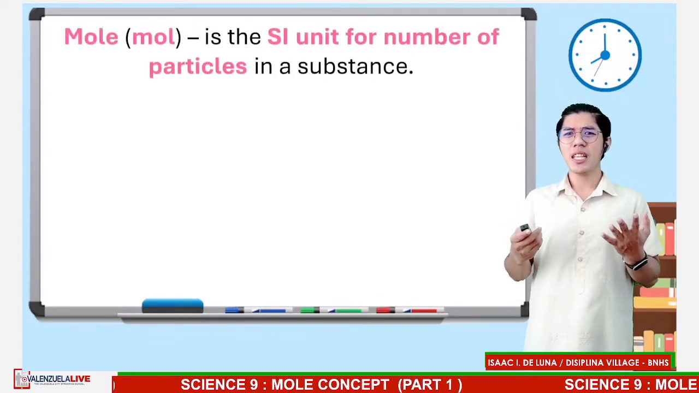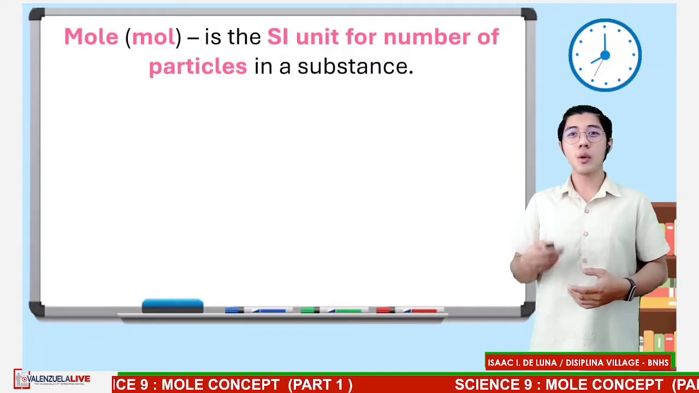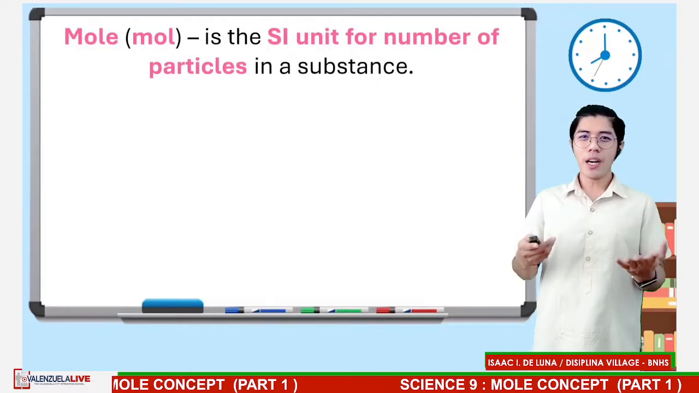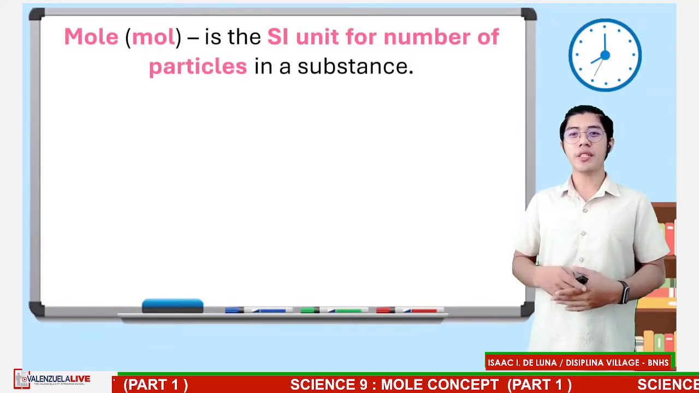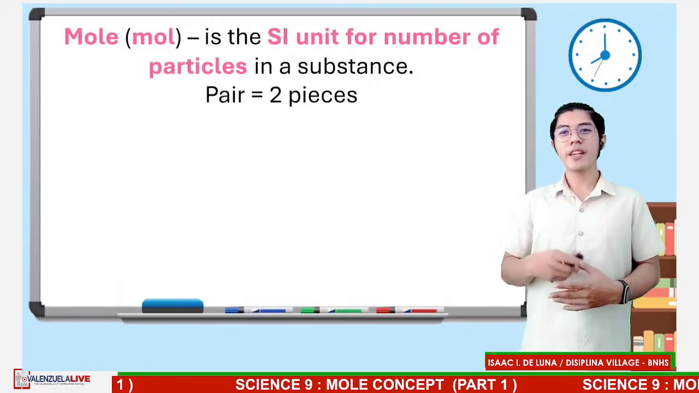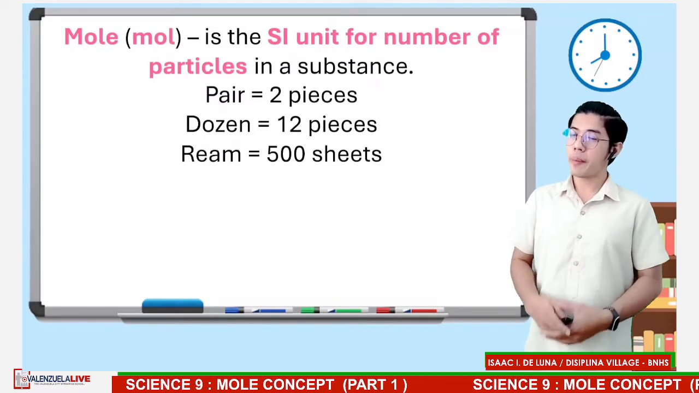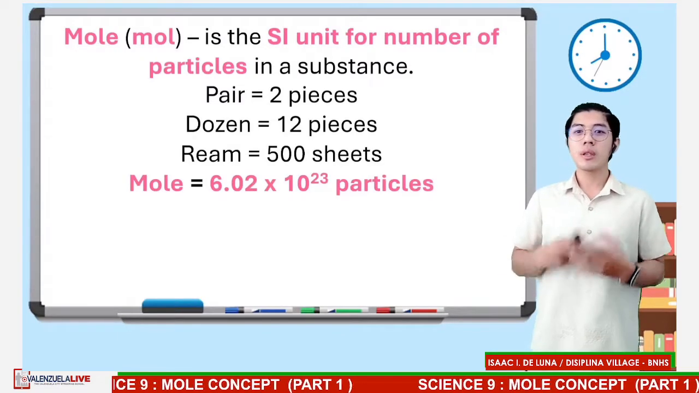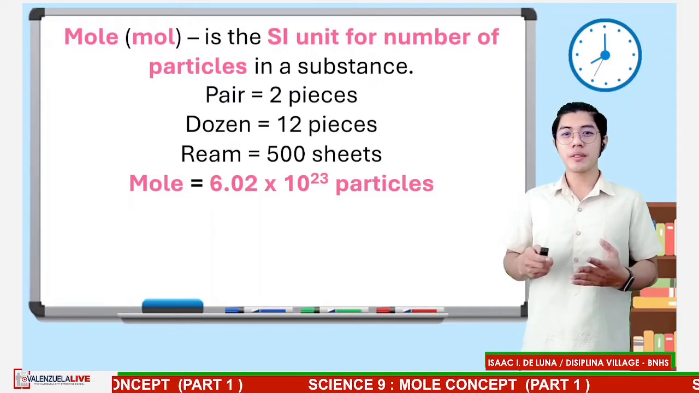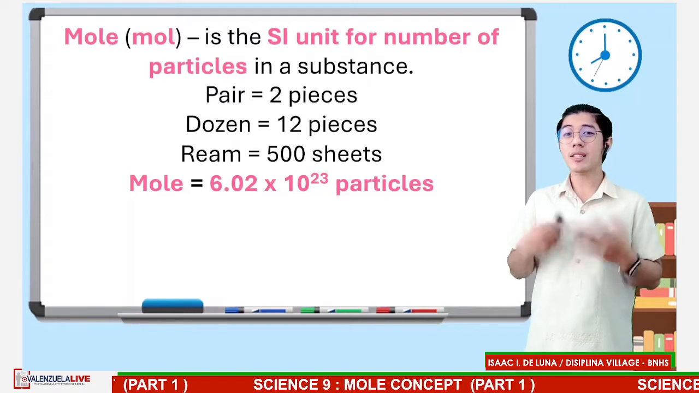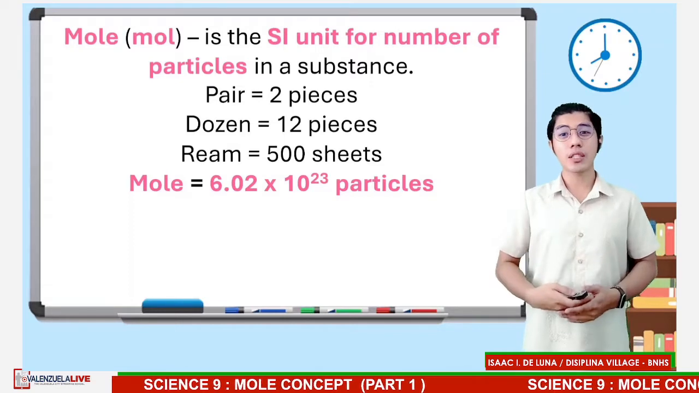It is special as it can be used to count particles that are not even visible to our naked eye. But, despite being somewhat different from other counting terms, its application is still the same. Pair is equal to 2 pieces. Dozen is equal to 12 pieces. Ream is equal to 500 sheets. Mole is equal to 6.02 times 10 raised to the 23rd power particles. It is just that mole contains a tremendously huge number, as it was stated as Avogadro's number.